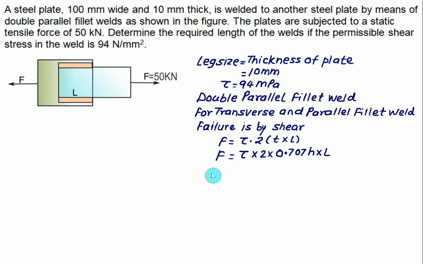This time the value of F is equal to 50,000. Tau is equal to 94 multiplied by 2 multiplied by 0.707. We have leg size, the same as thickness of plate, equal to 10 multiplied by L. L is the single parallel length. So in this case we will get the length L is equal to 37.6, that will be in mm. So as shown in figure, we have the required length L equal to 37.6 mm.